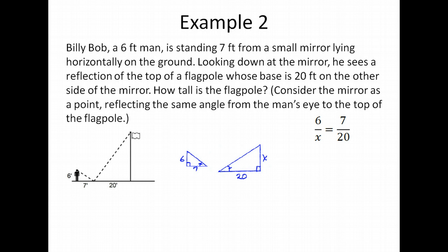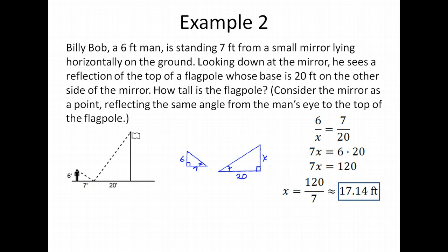Notice once again, height of the man to the height of the flagpole is equal to the distance to the mirror from the man over the distance from the mirror to the flagpole. Cross multiply and divide gives us 7x is equal to 6 times 20. 7x is equal to 120. So x is equal to 120 divided by 7, which is approximately 17.14 feet.